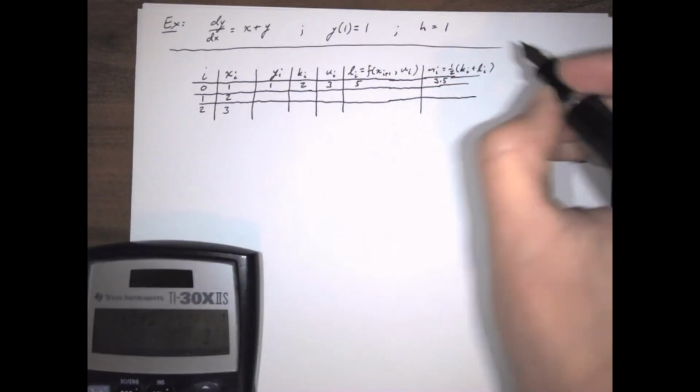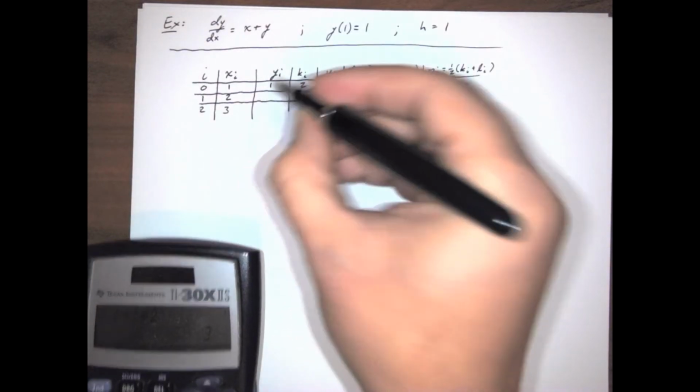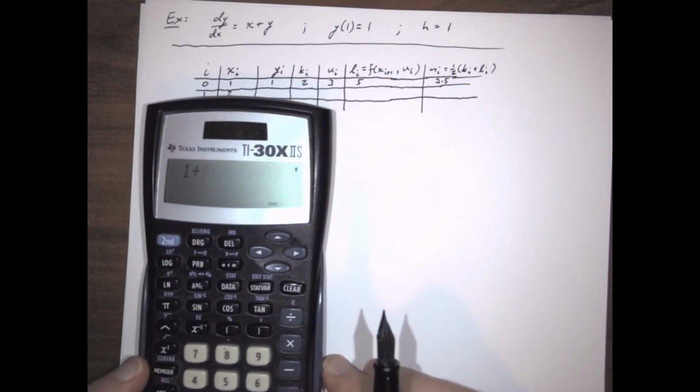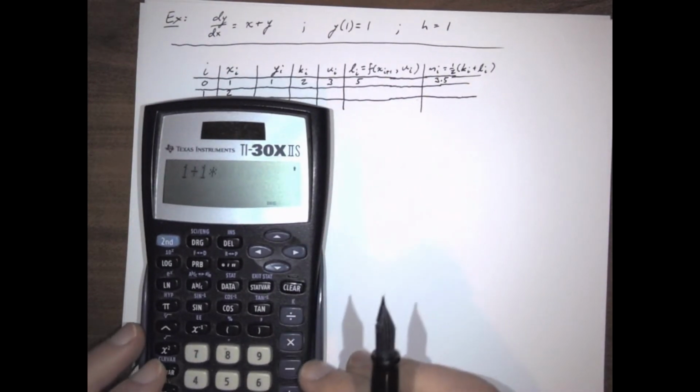And that in turn is how we get the next y value. So the next y value is going to be previous y value plus our new slope times h.